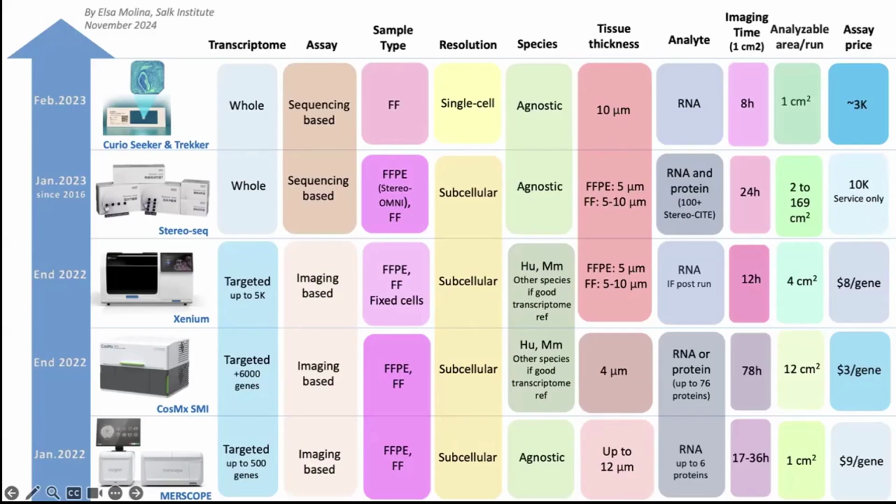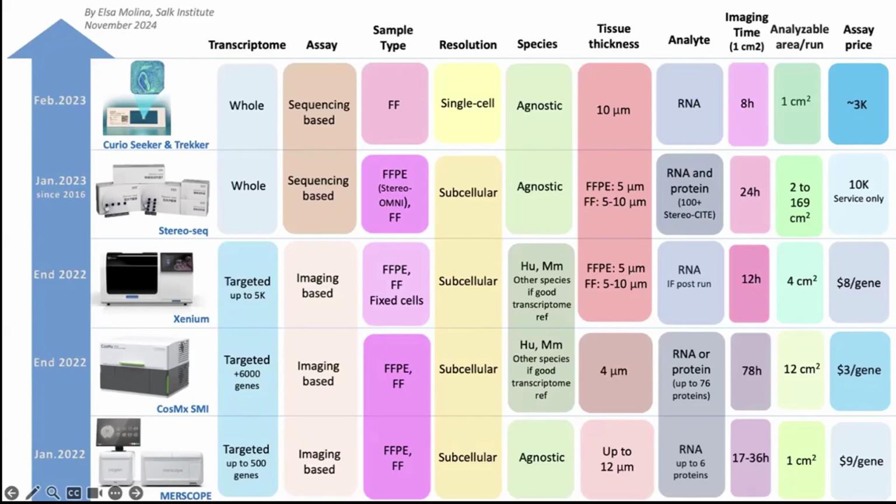For the Cosmics, it's less expensive, and the Merscope and the Xenium are approximately the same price per gene. With this, I would like to emphasize that your project is unique, and especially your research question. So it's very important that based on your research question, you determine the best technologies for your assay. And I hope this table is going to help you.